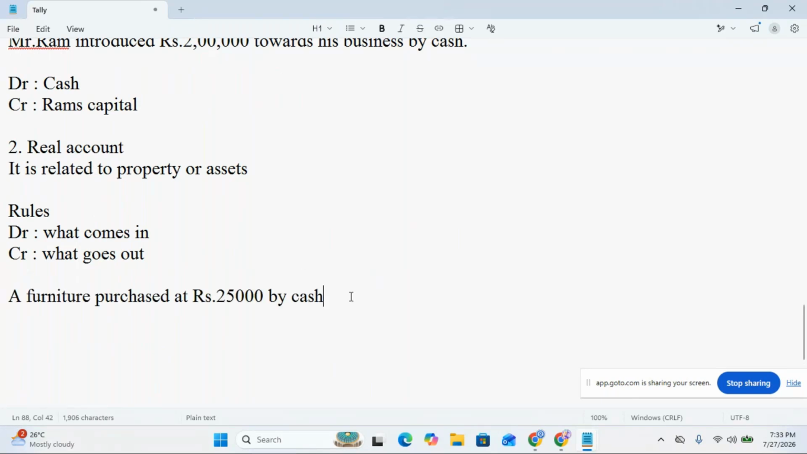Okay, so this is an example I have taken here. Furniture purchased at rupees 25,000 by cash. So what is debit, what is credit here? Apply the real account rule. What is coming in? Furniture. And cash account is going out. Yes, furniture is coming in and cash is going out. Okay.